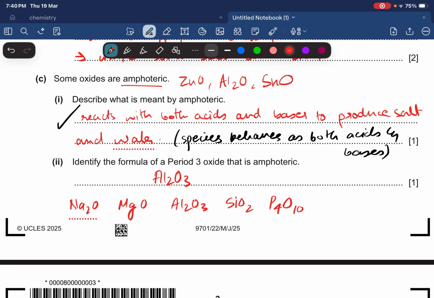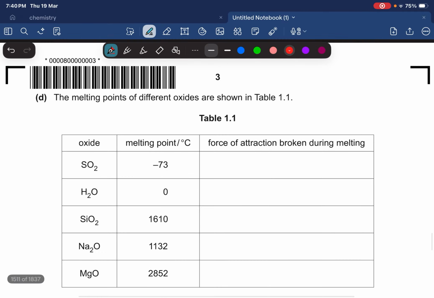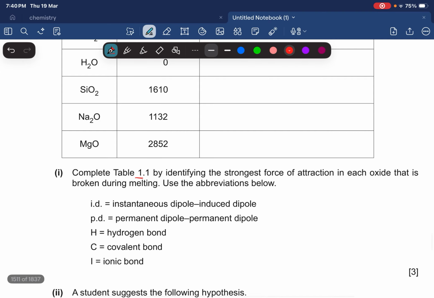phosphorus, and then there's chlorine, but that's not, I guess, part of the syllabus, right? So simple. Sodium, magnesium, aluminum, silicon, phosphorus, sulfur, SO2, SO3, and then there's chlorine. Okay, the melting points of different oxides are shown in table 1.1. Complete table 1.1 by identifying the strongest force of attraction in each oxide.